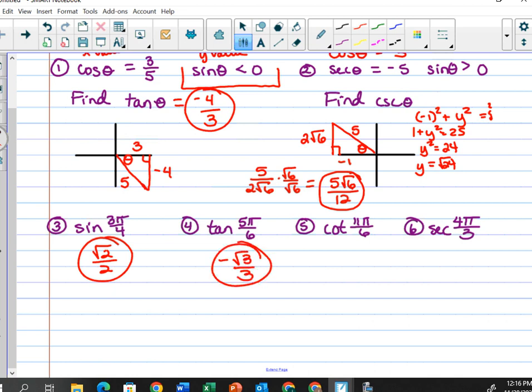Negative root 3 over 3. Okay, what about cotangent of 11 pi over 6? Good, negative root 3. Secant of 4 pi over 3? Negative 2, yes.